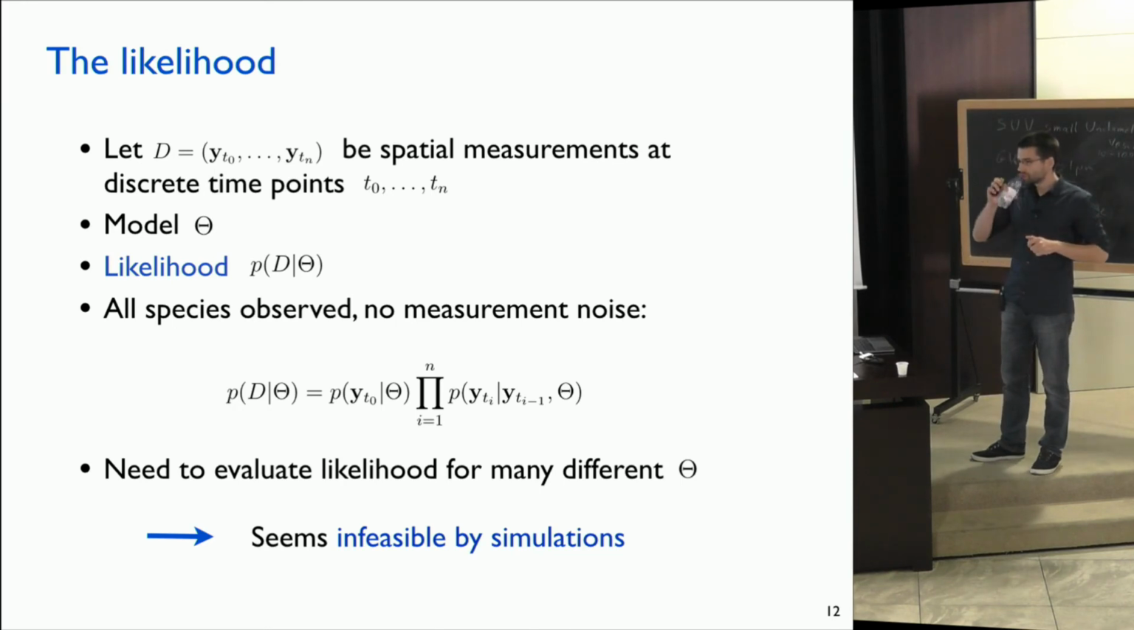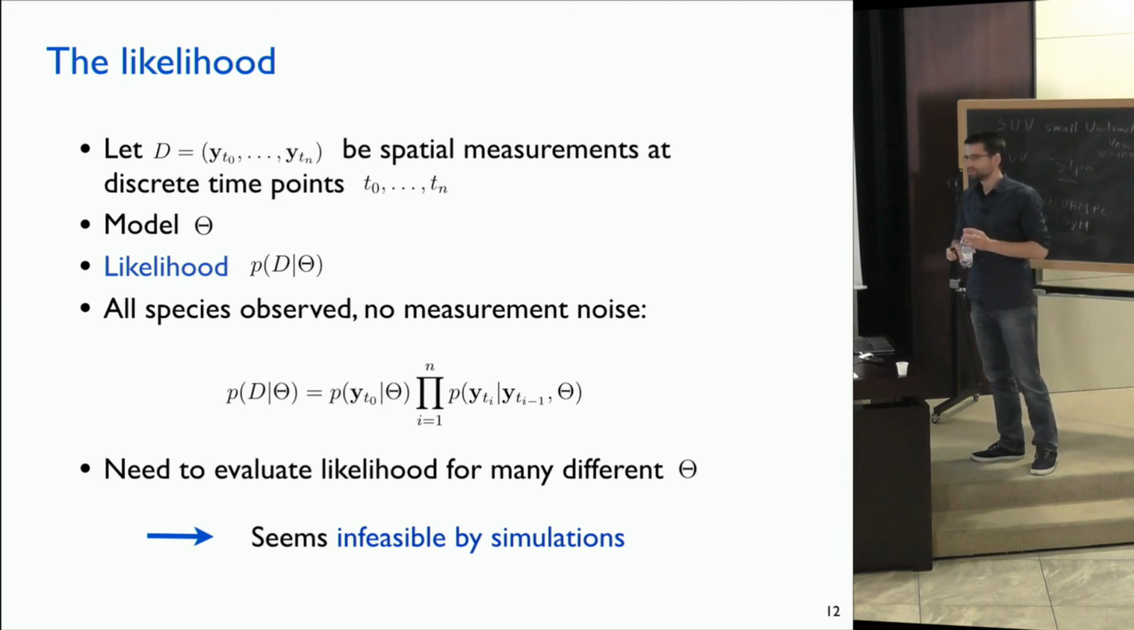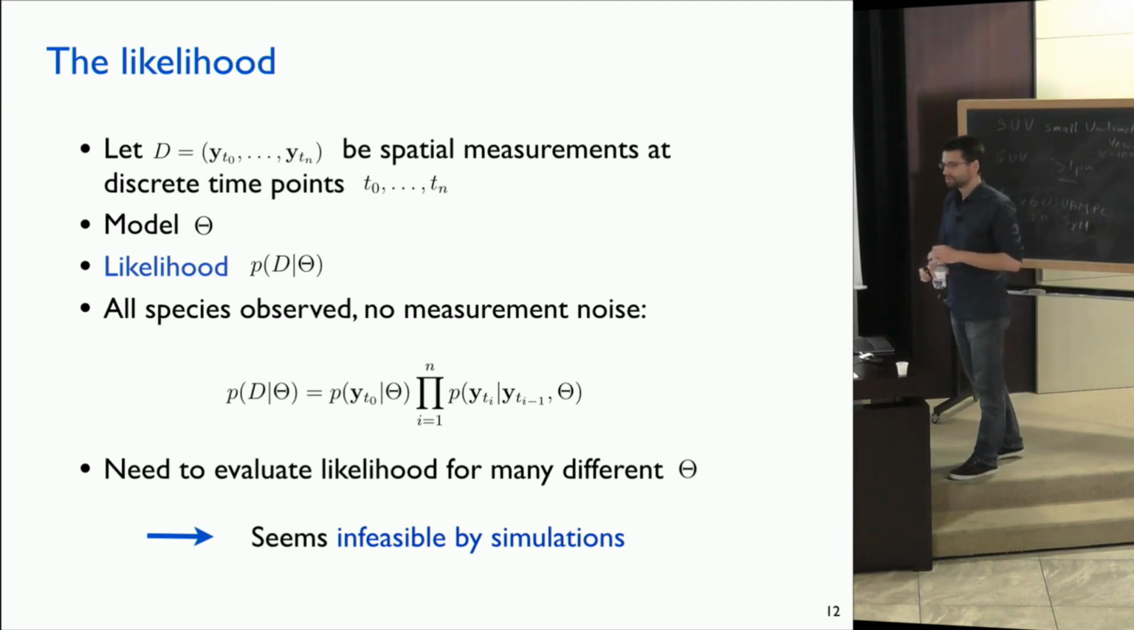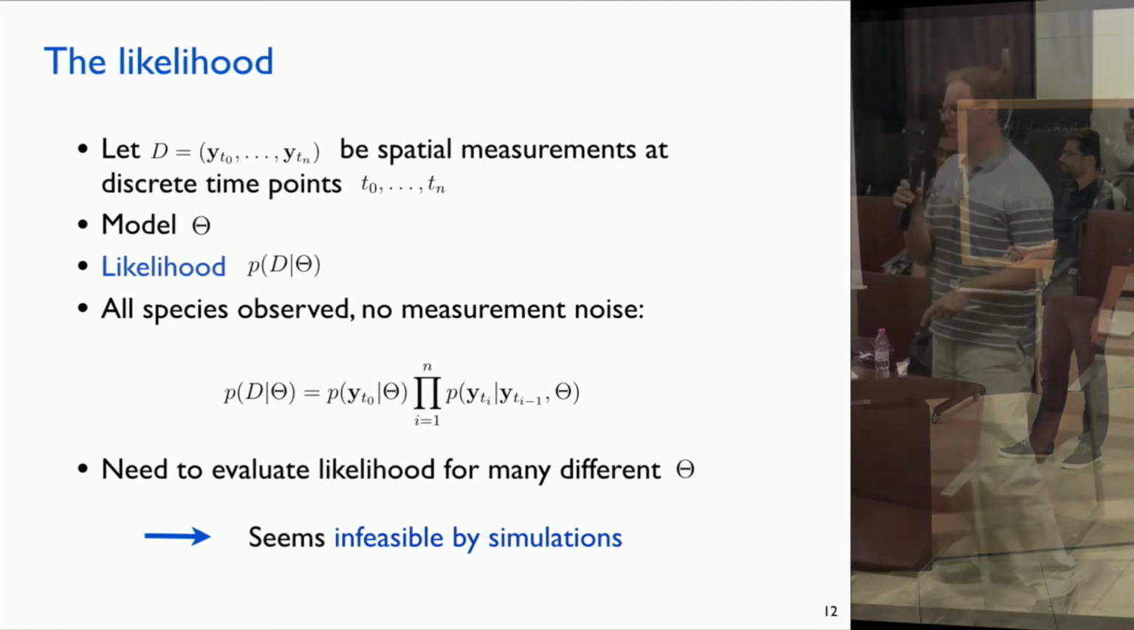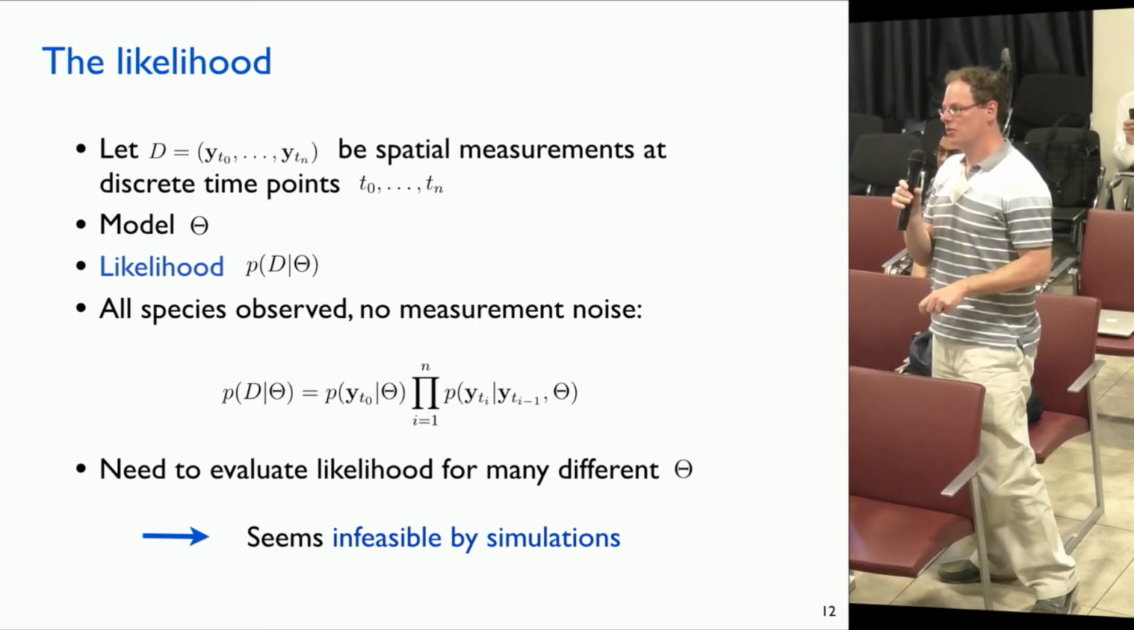It's just about your independence assumption. So these are measurements at discrete time points, and it looks like they only depend on the previous time point. Is that correct? Yes, this is only true if the system is fully observed. So if you observe all species in the model, and if there's no measurement noise, well, then it's a Markov process.